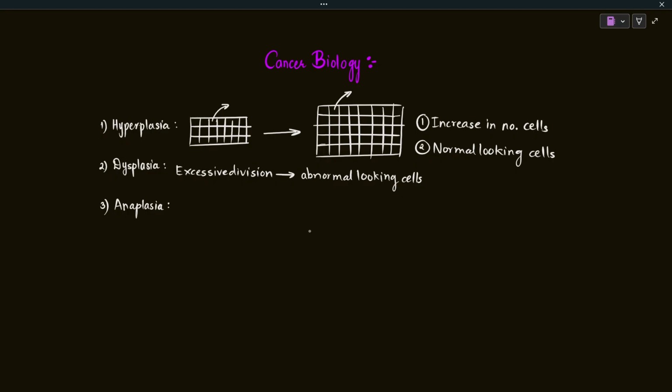the proliferating cells. There is one more term known as anaplasia. This refers to when the cells do not undergo differentiation. So we can say that anaplasia means lack of cellular differentiation. When the cells do not undergo differentiation, this condition is known as anaplasia. I hope those terms are clear to you all.